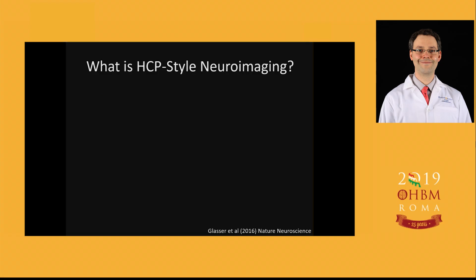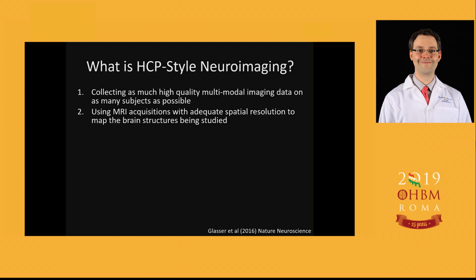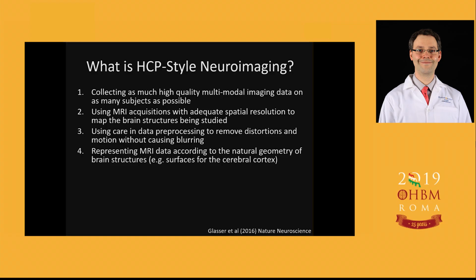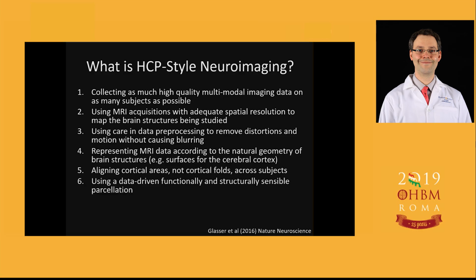So what do I mean by HCP-style neuroimaging? So I mean collecting as much high-resolution imaging data on as many subjects as possible, using MRI acquisitions with adequate spatial resolution to image the structures that we're interested in. We want to be using our data pre-processing to remove distortion and motion without blurring the images. We want to represent data according to the geometric models that best fit, so things like surfaces for the cerebral cortex. We want to align cortical areas, not folds, across subjects.